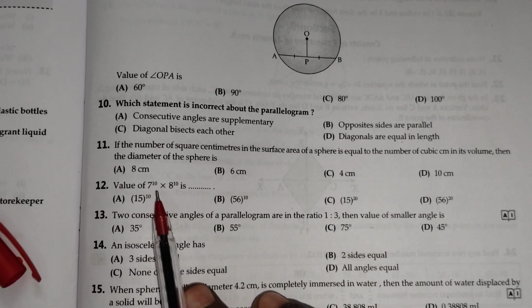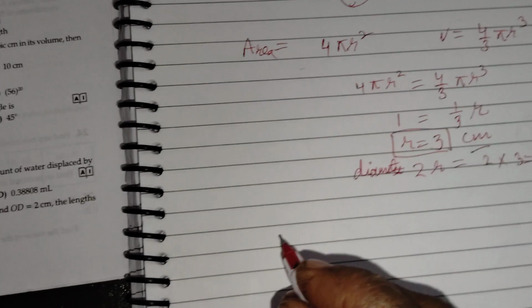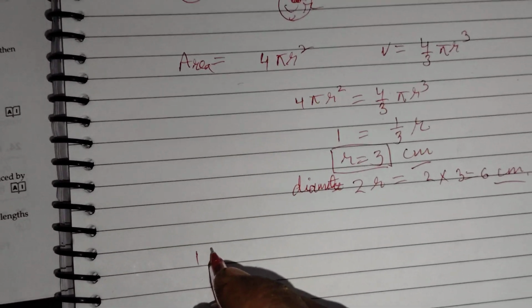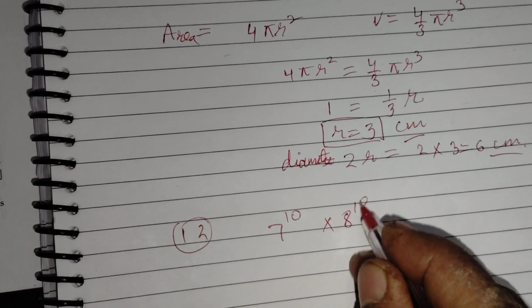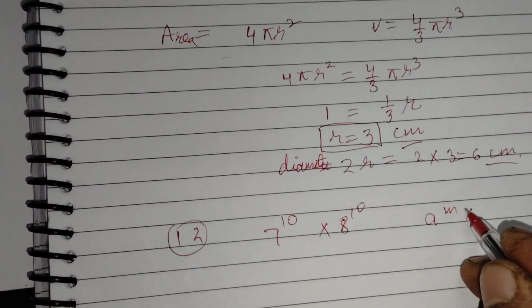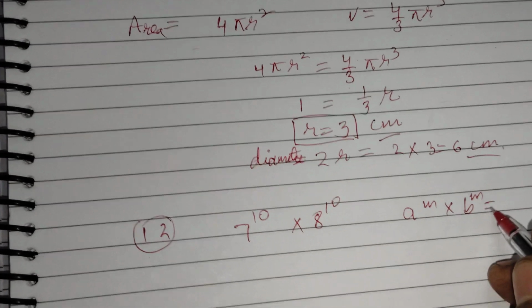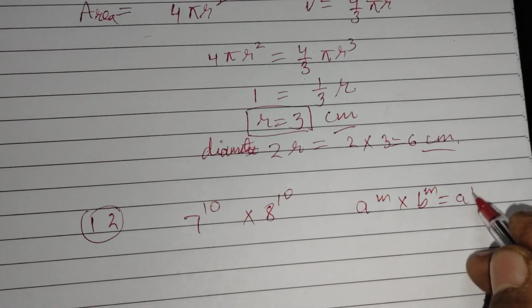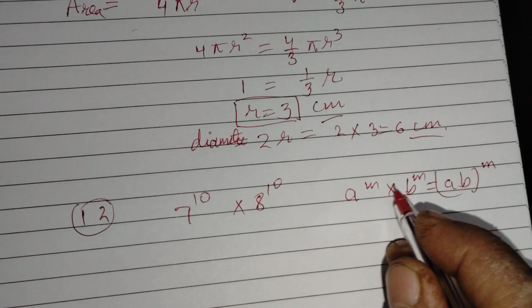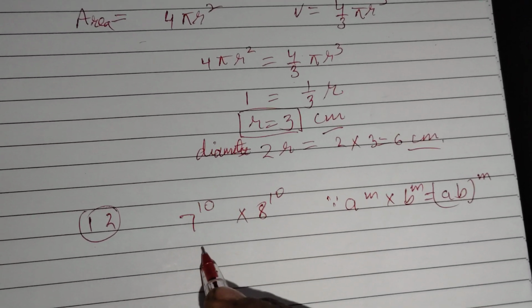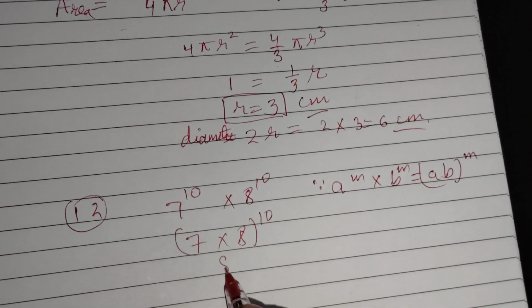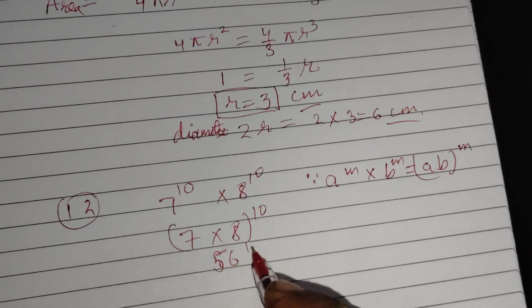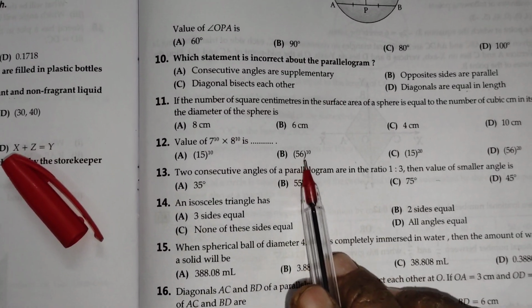Next, 12th question. 7 raised to power 10 into 8 raised to power 10 equal to. So in this 12th question, we take the power common, because we know the identity a raised to power m into b raised to power m, in the multiplication, we can write (ab) whole power m. Power can be taken common, so we use this identity here. So (7 into 8) whole power 10. 7 into 8 is 56, whole power 10. This is the answer. So 56 power 10 is given in option B.